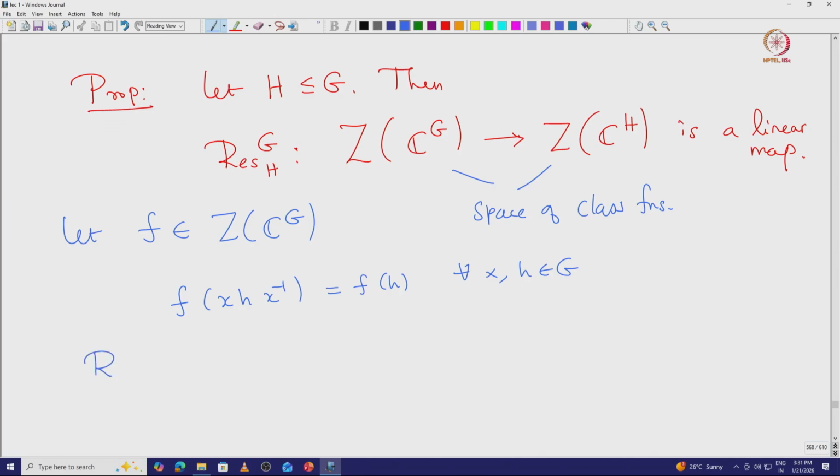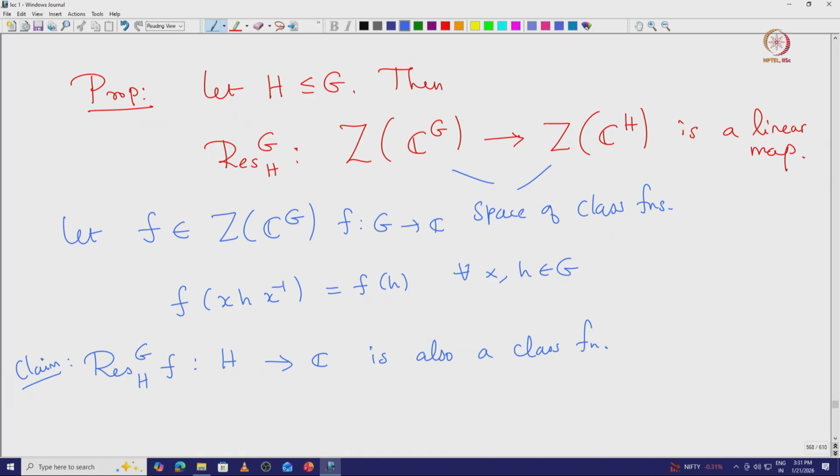Now let us look at the restriction. What happens to the restriction? The restriction is a function from H to C, while f is a function from G to C. Now we want to verify this is also a class function. That is our claim. So, let us just check this.